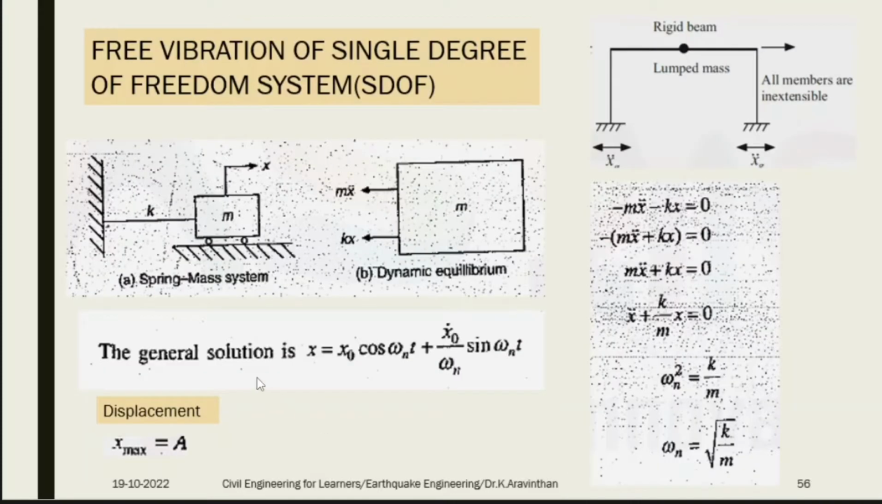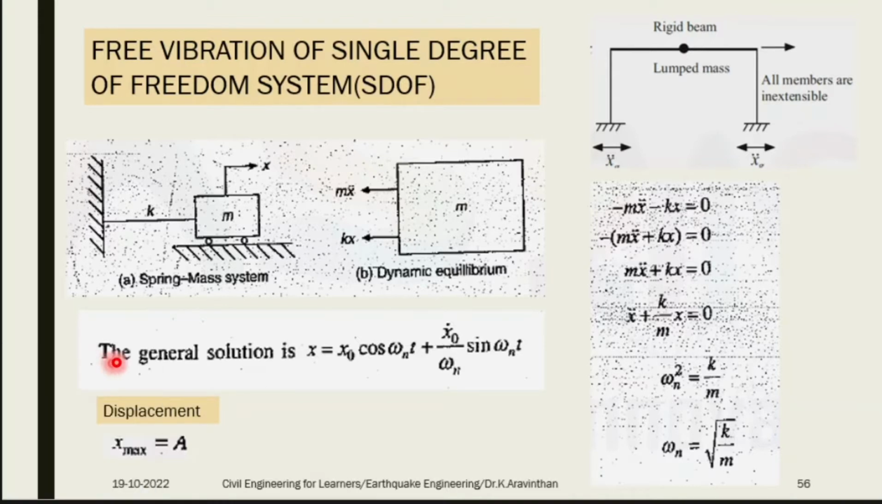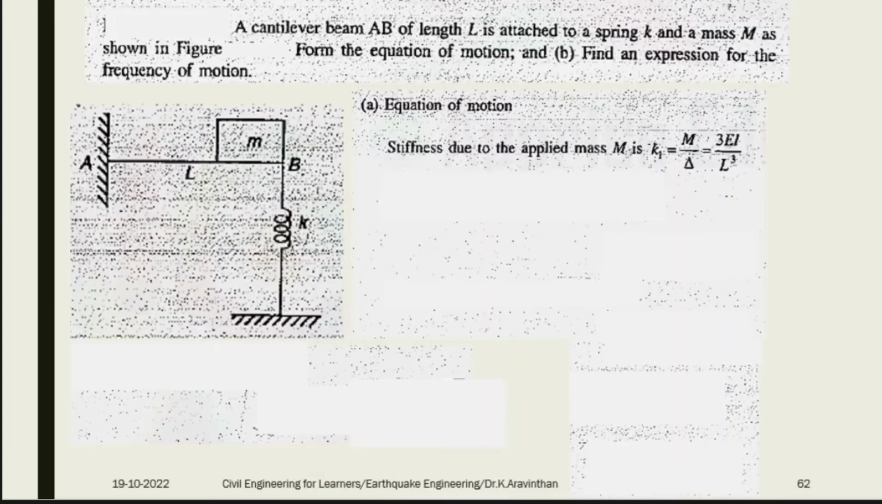Now in the previous class I have discussed with you the equation of motion. This is the general solution: x of t equals x naught cos omega n t plus x naught dot divided by omega n sin omega n t. This is the general solution which we will be using in this problem. For writing the equation of motion, you need mass and stiffness. Both the constants are required.